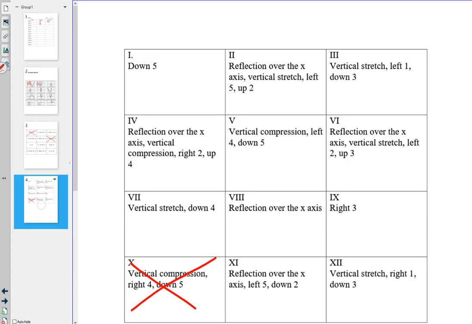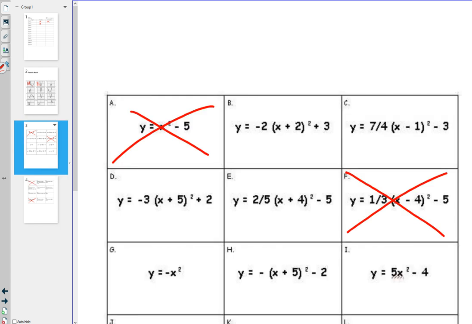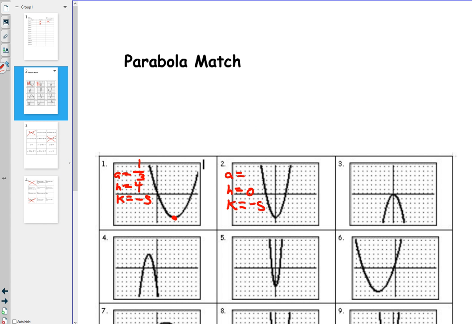And then for the description, just down 5. Because when I went back to look at the one I matched, the A there ended up being 1. The number in front of the stretch is just a 1. We're right about that.